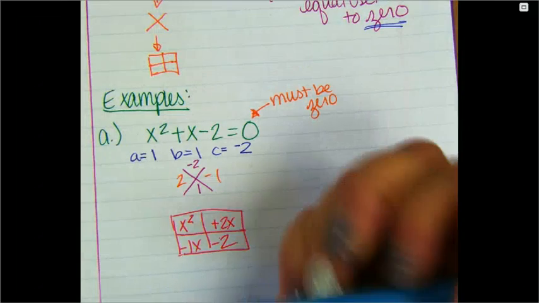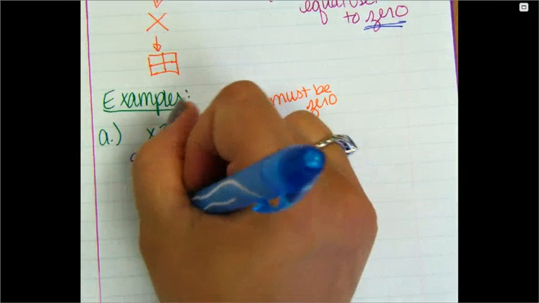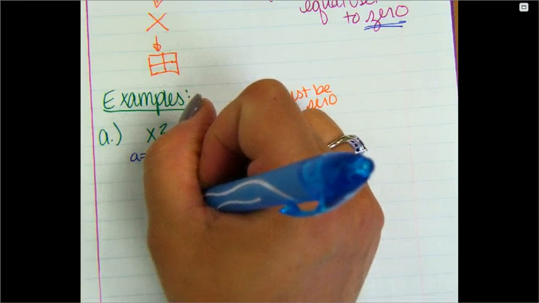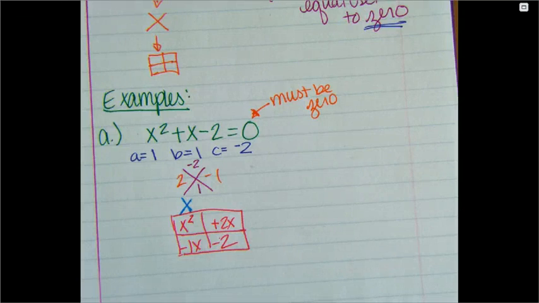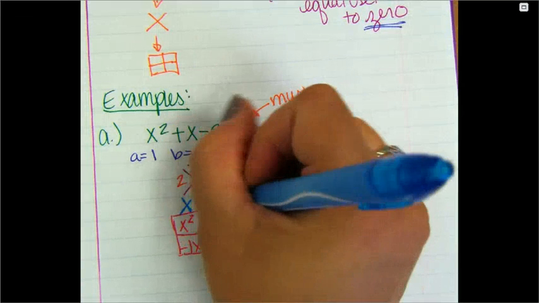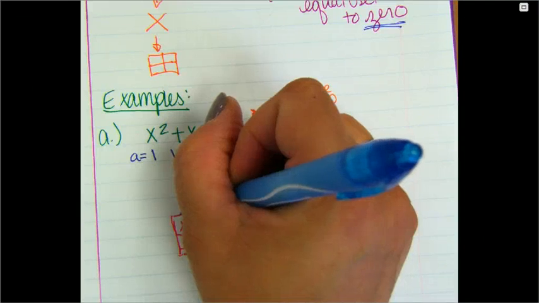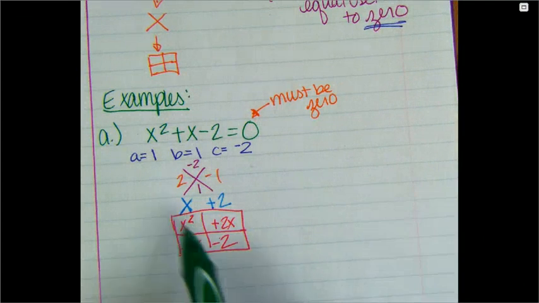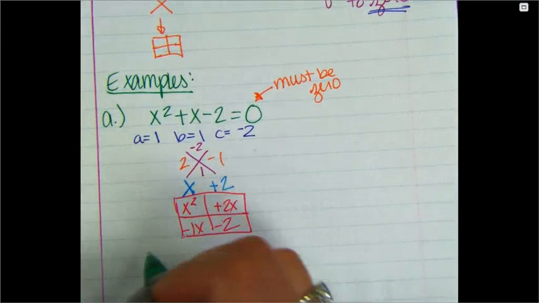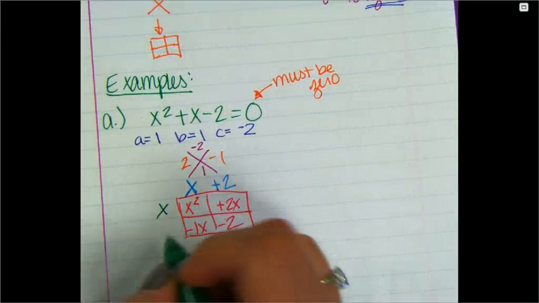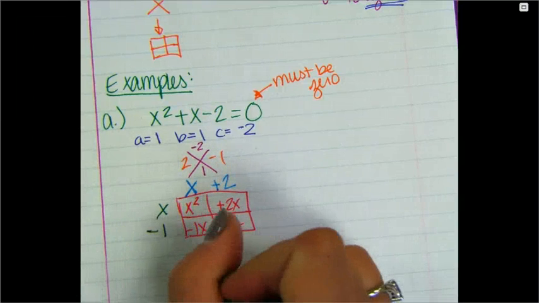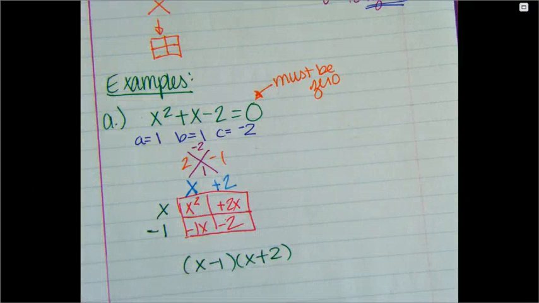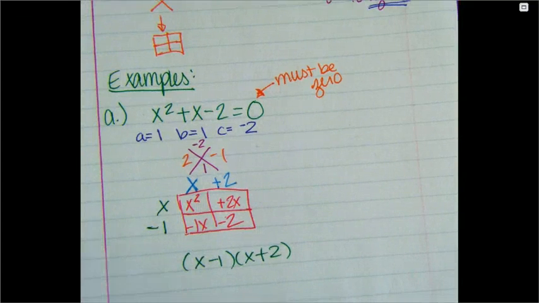X squared and 1x have what in common? X. 2x and 2 have what in common? Positive or negative? Positive. X squared and 2x have what in common? Negative 1 and negative 2. So you should have had x minus 1 and x plus 2, yes? Who had it right? Good. You're probably going to pass tomorrow's quiz. Good job. The rest of you, catch up.